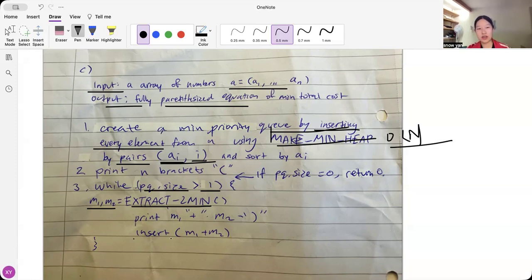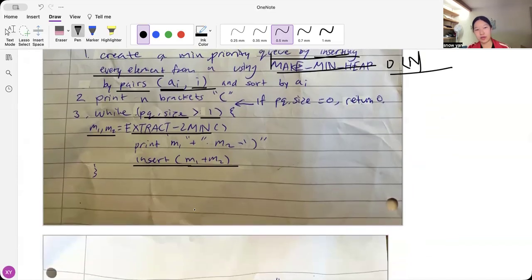And then we just insert M1 plus M2 back into the thing because we just took it out, right? And then the next one that we're left with in the next round would just be M1 plus M2. And then we just continue this until the size is equal to 1 and we're done at that point.